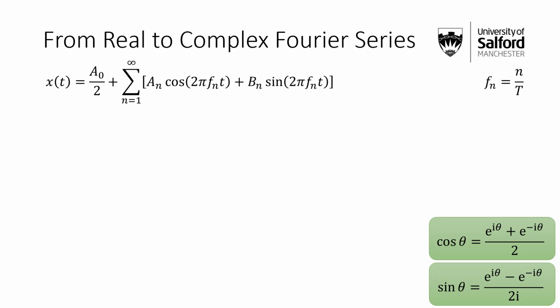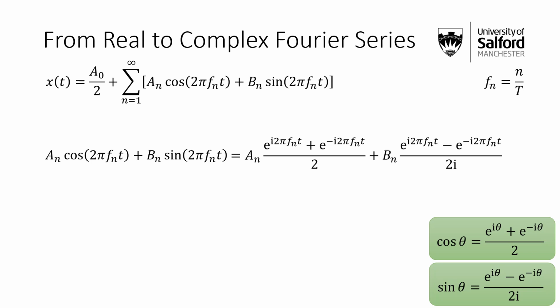So let's just take that out and have a look at it. Here it is. And we can use those two formulae we just derived to rewrite that in terms of complex exponentials. So if I just do that, we'll get this. All I've done is plug those formulae in with theta equals 2 pi fn t. And then what I can do is just gather the terms together.